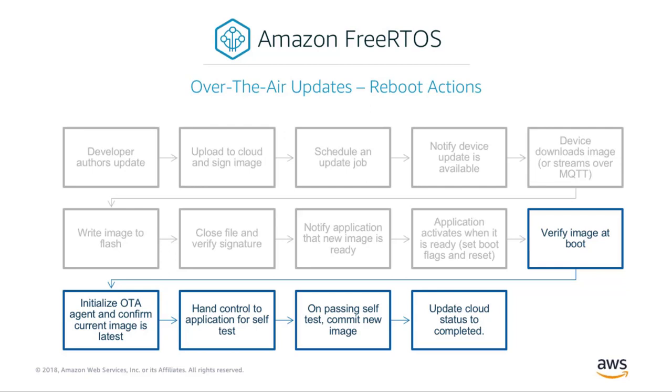Once the application on the device reboots, the bootstrap will verify the image again. And once verification is successful, the OTA agent will check the versions to make sure it is the latest before handing over control to the application for self-test. Only if the self-test passes, the new image will be committed as the new runtime image. The OTA agent will then proceed to update AWS with the status as completed.